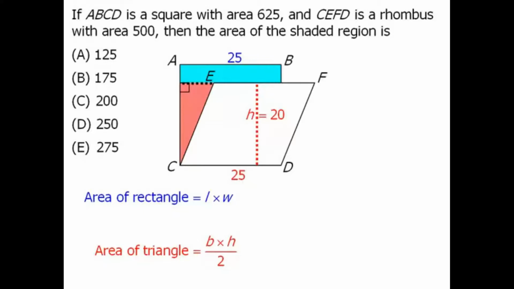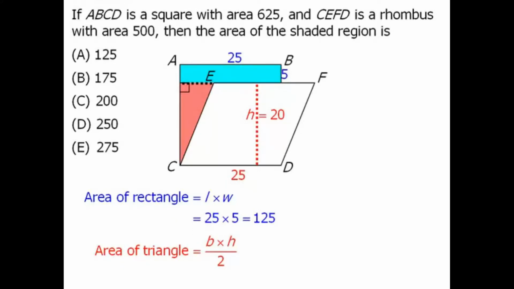Well, we already know that the length from A to C will be 25, and we also know that the height of our rhombus is 20. So from this, we can conclude that the missing piece of our blue rectangle will be 5. So from here, we can calculate the area of a rectangle. It equals 25 times 5, which equals 125. Now on to the area of our triangle.